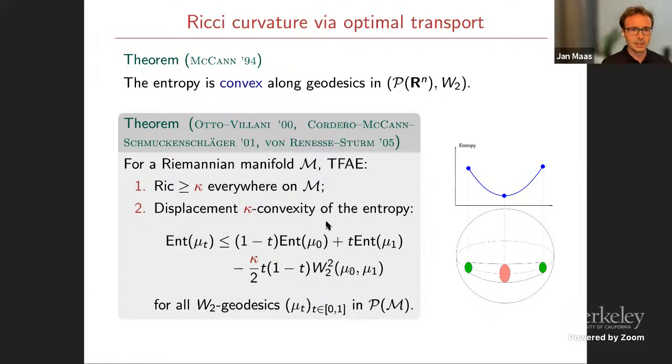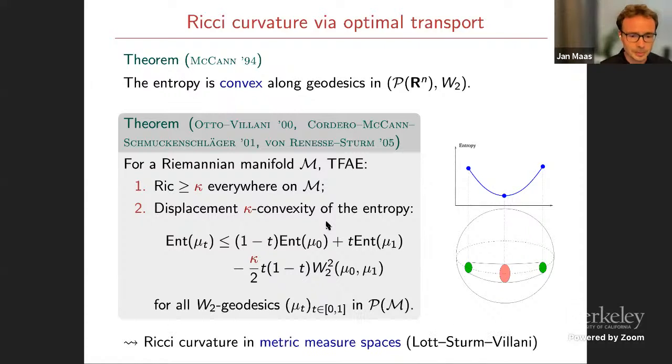So this was the starting point of a theory of lower Ricci curvature bounds in metric measure spaces, initiated by Lott, Sturm, and Villani. So you don't directly make sense of a Ricci tensor, but you can actually make sense of a lower bound on the Ricci curvature without really defining the Ricci curvature itself. And already having this lower bound is a crucial thing in many applications.